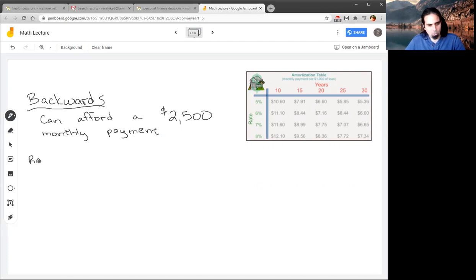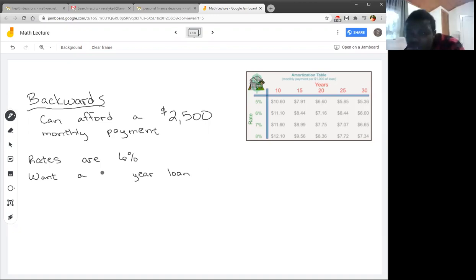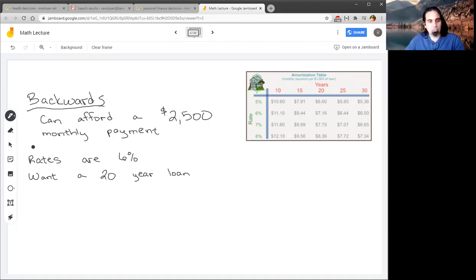Okay, and currently mortgage rates are 6%. I'm just picking something. And how many years do we want our loan to be? What's a reasonable thing for that? One of these: 5, 10, 15, 20, 25, or 30. Let's do 20. Okay. So like before, we find the 20-year 6% number from the table, and we get $7.16.